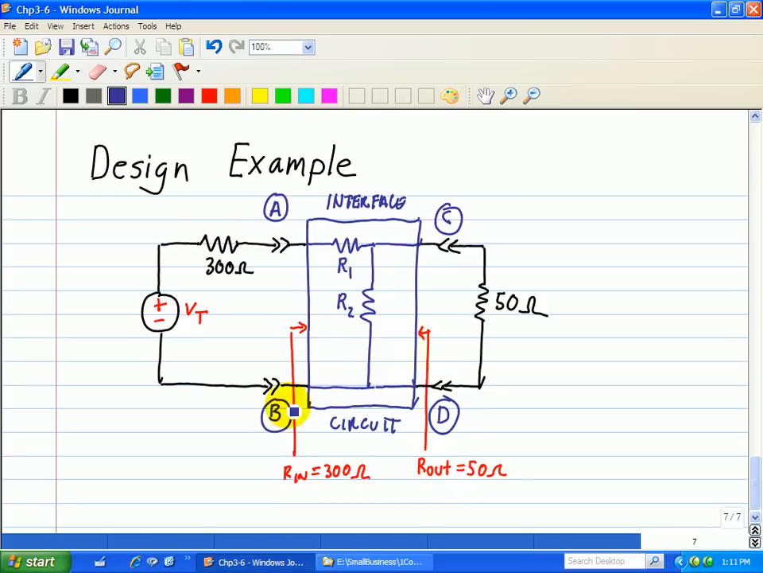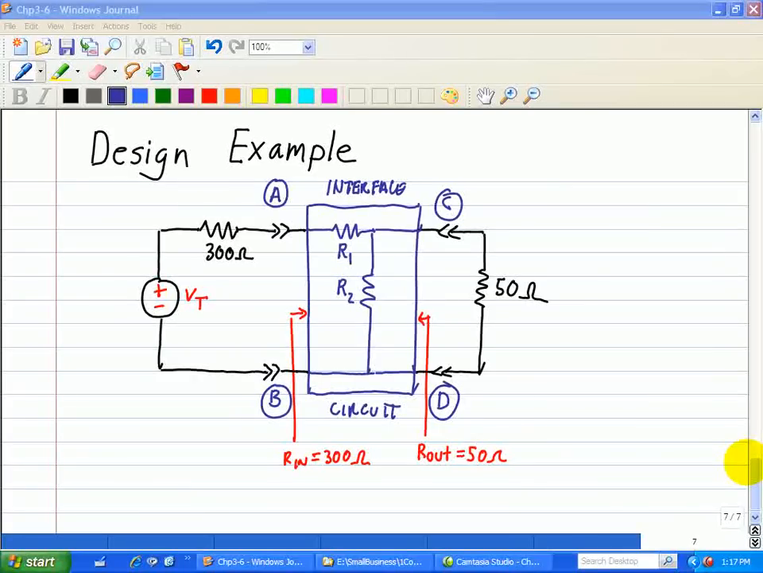At the same time, at the input interface, we want to have a 300 ohm input resistance seen between terminals A and B of this interface circuit. Meeting these two constraints produces match conditions at the input and output ports of the interface circuit. That is, Rin of 300 ohms is matched with this 300 ohms of the source voltage, and R out is 50 ohms matching the 50 ohm load. To meet these two constraints, we chose an interface circuit that consists of two resistors formed as an L circuit configuration. We have chosen this L circuit configuration for the following reasons.